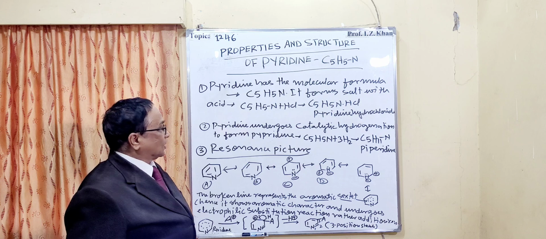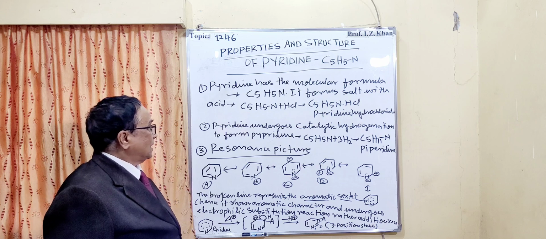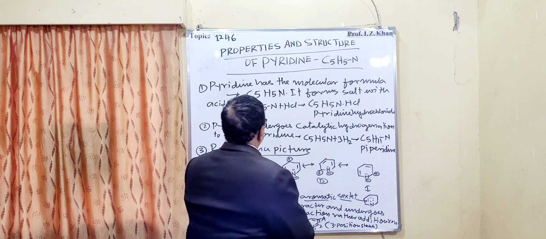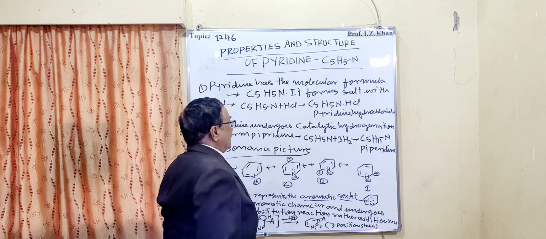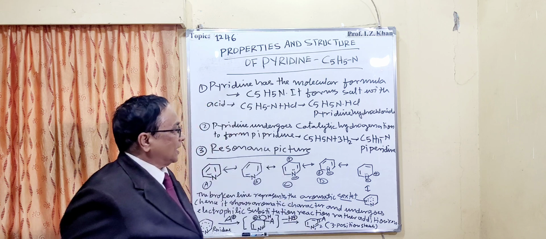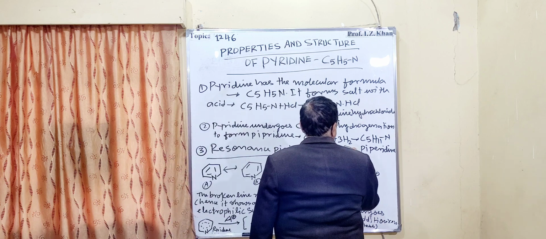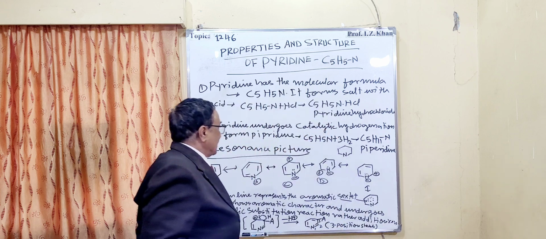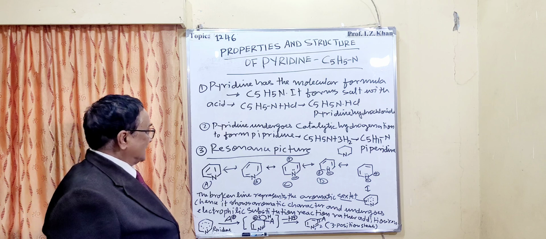Number 2, pyridine undergoes catalytic hydrogenation to form piperidine, that is C5H11N, or we can write it like this. Once it is saturated, it will be like this. That is your pyridine. Then come to the third, the resonance picture.